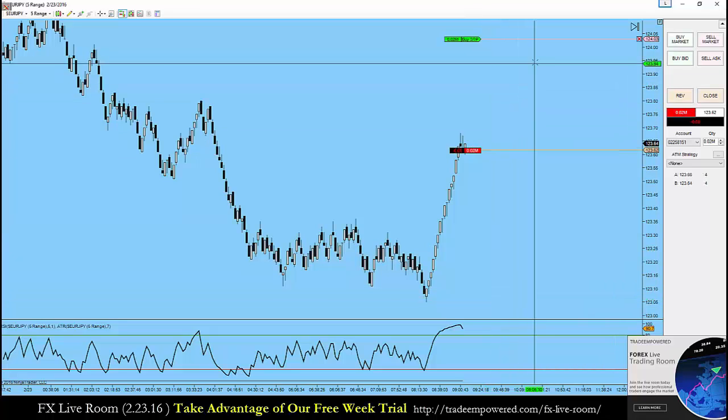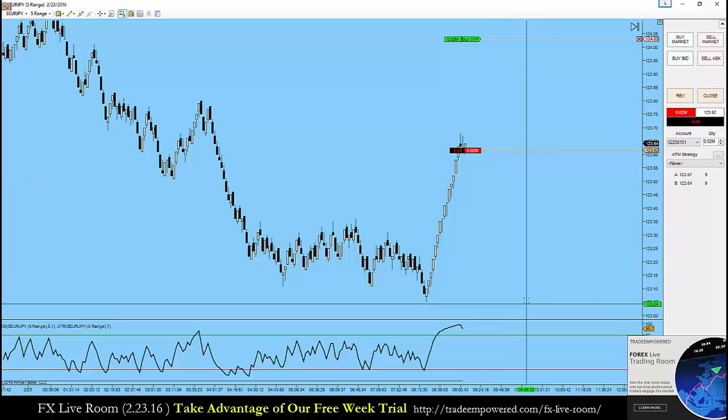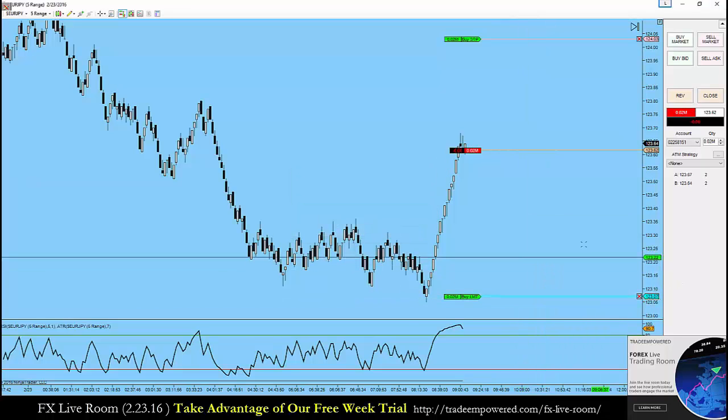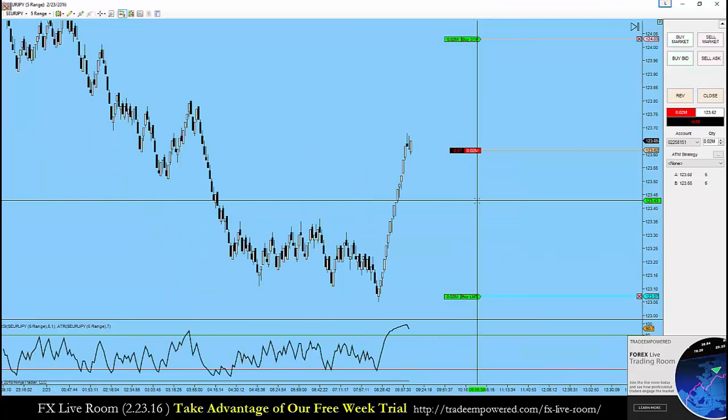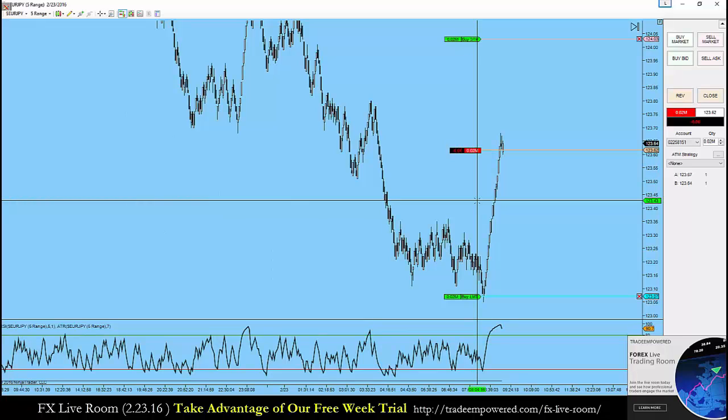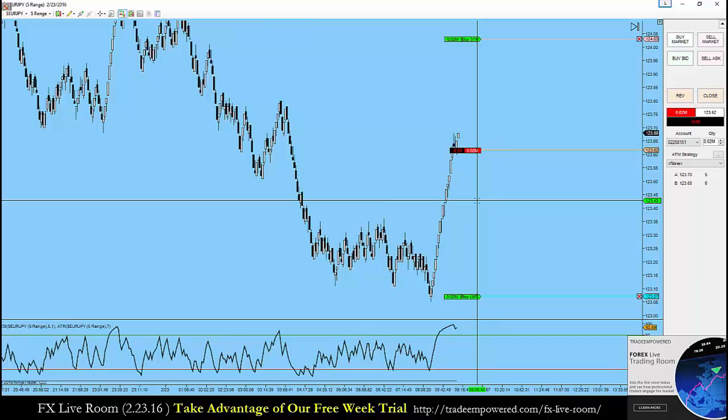Back down, basically stops above 124, targets right above 123 for these first targets. Second targets, I would let this ride. This is going to be one of those trades where, if we're lucky enough to get the second targets, I'm going to let it ride. So we'll see what happens here.